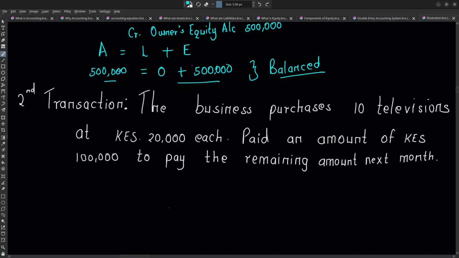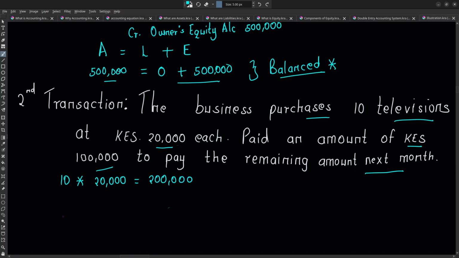Remember, the equation is balanced this way as at this particular point in time after this transaction. So let us look when we get to the second transaction, where the business purchases 10 televisions at Kenyan shillings 20,000, and they paid 100,000, and then the business will pay the next 100,000 next month. So first, you need to know the value of the televisions that the business has received. That is the inventory, which is basically 20,000 multiplied by 10. So we're going to have 200,000.